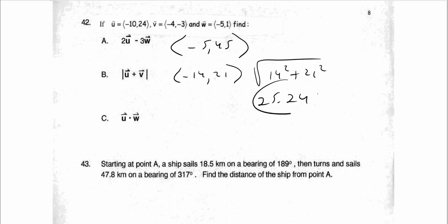That's easy, guys. Don't forget dot product. Please do not give me a vector. It's not multiplication. It's a dot product. So u dot w is -10 times -5 is 50, and 24 times 1 is 24, so plus 24. So we have 74 as an answer for the dot product.